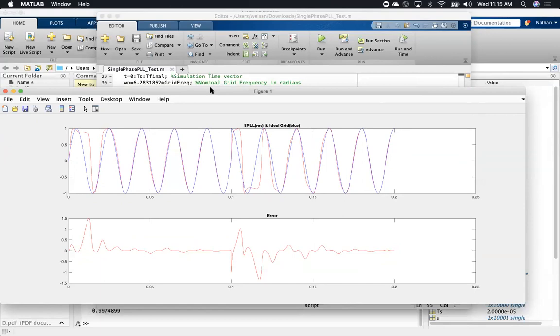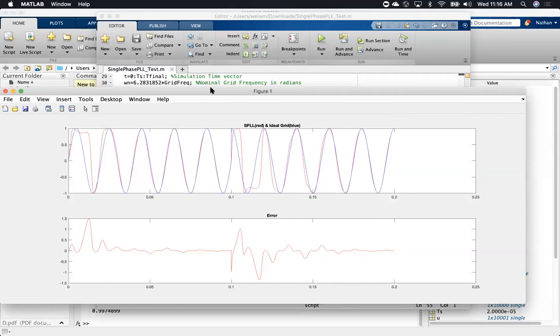I'm going to add a third one later, but I have nothing developed for it at this point. But the third one essentially creates a quadrature axis. So when you only have single phase, you only have one input, so you only have alpha, if you will. How do you create beta?